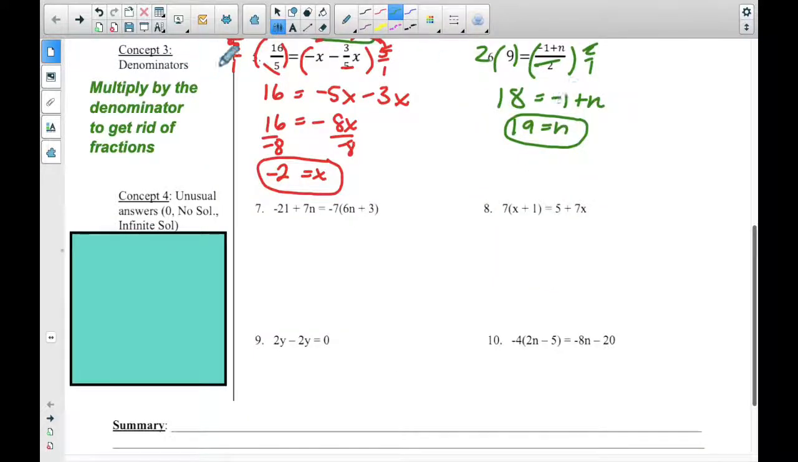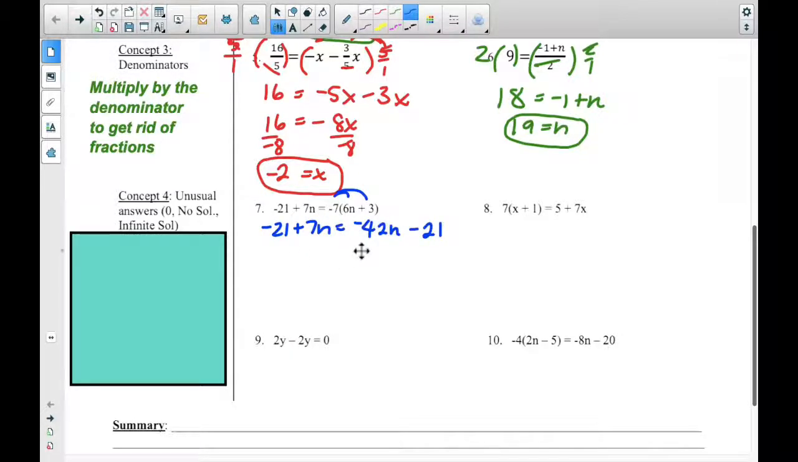Now, the first 3 concepts all came up with pretty normal looking answers, like n equals 19, x equals negative 2. The ones in this last section, numbers 7 through 10, are all going to have slightly unusual answers. So let's just go ahead and dive in and see what's happening here. Number 7 looks like a distribution problem, so let's go ahead and distribute.